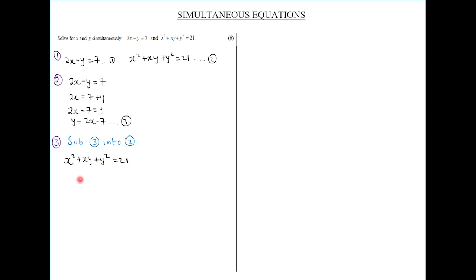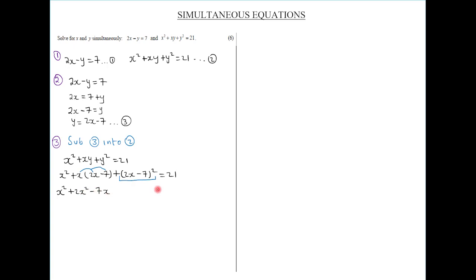Now when we substitute, we're going to have x squared plus x into (2x minus 7) plus (2x minus 7) squared is equal to 21. Now here we need to expand this product. Always, to avoid mistakes, make sure that you expand that product. So this is x squared, and then I see x times 2x and x times minus 7, so that is plus 2x squared minus 7x.